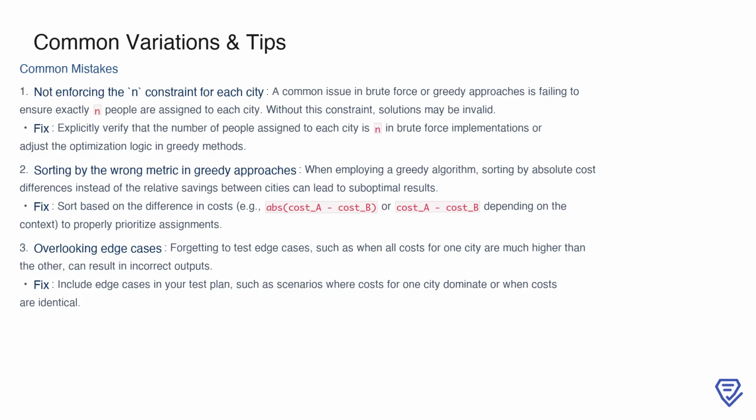Another mistake is sorting by the wrong metric in greedy solutions. Instead of focusing on absolute cost differences, you should sort based on the relative savings or cost differences between the two cities. This ensures that the algorithm prioritizes the most cost-effective assignments. Lastly, overlooking edge cases can lead to incorrect results. Scenarios where one city's costs are much higher than the other, or when both cities' costs are identical, are examples of edge cases that should be included in your testing to ensure robustness.